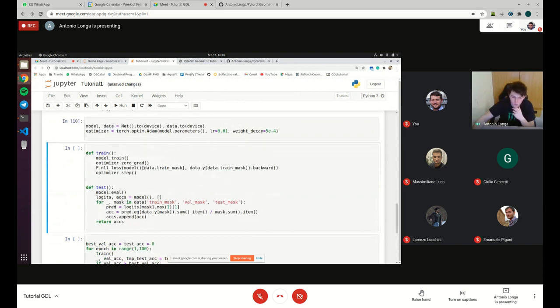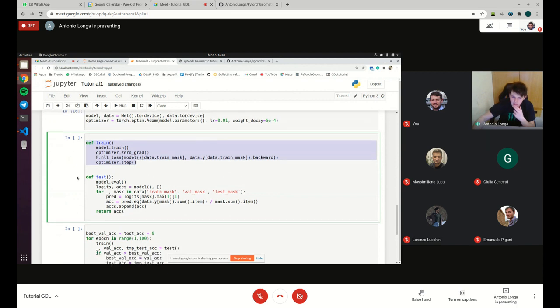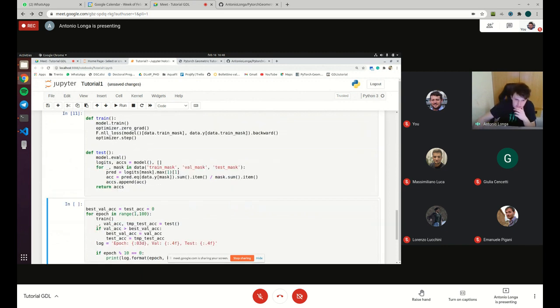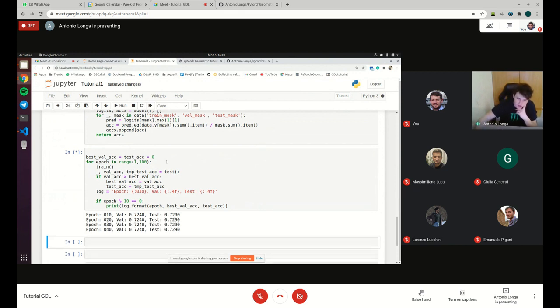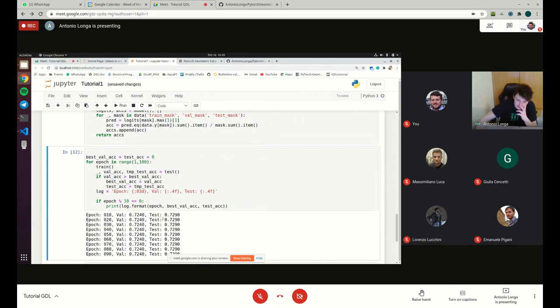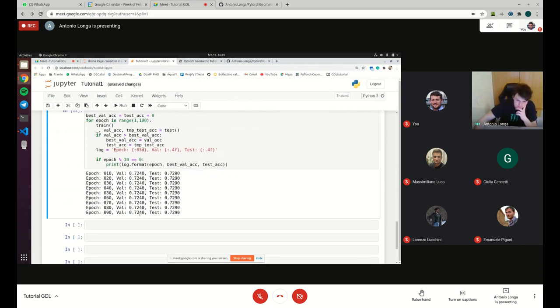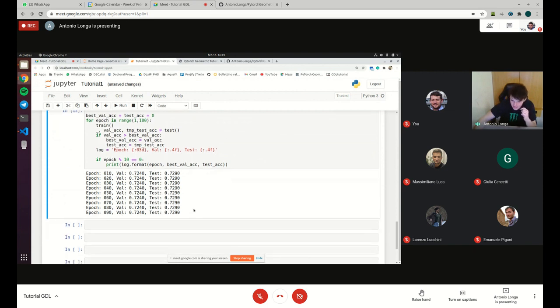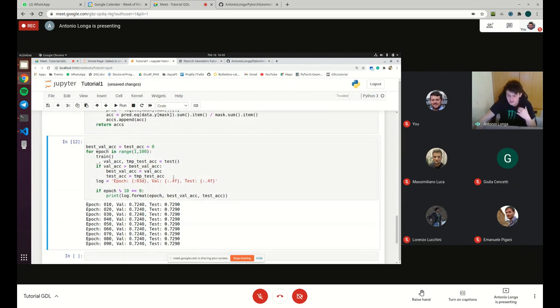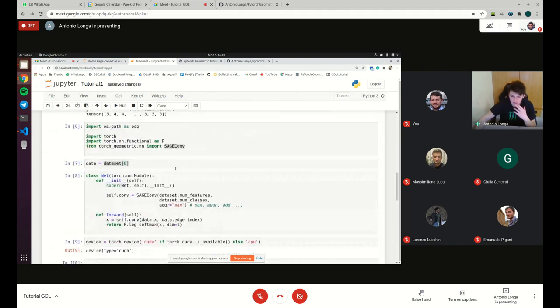And then we have 2 simple functions, one for the train, in which we train our model, and one for the test. I'm not going to spend time here on these 2 simple functions because we will cover them, as I said. And then we are just going to run it for 100 epochs and see the results. Okay, here we have the validation and the test accuracy with this toy example. As you can see, there is no improvement, it is quite stable. We did few epochs, but who cares?